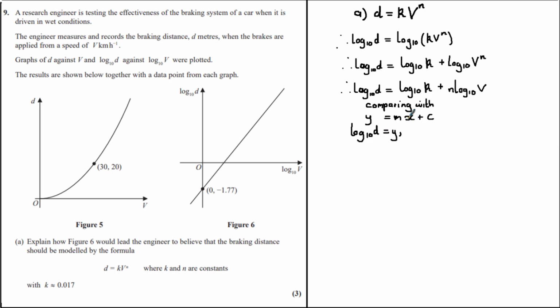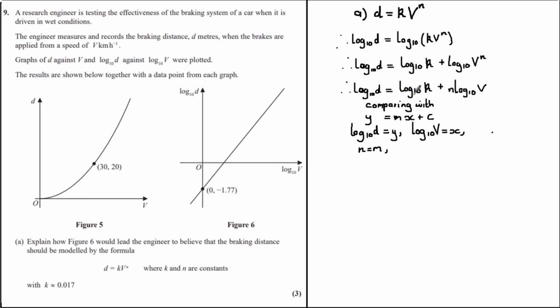The x part, well, that's going to be the other variable in the equation. So the other variable, as we're told, k and n are constants, and so v is the other variable, and therefore log base 10 of v would be equal to the x part. Looking at m, our gradient, well, that's going to be equal to the value which is multiplied by the variable, and in this case that would be n, as we have here, n equals m.